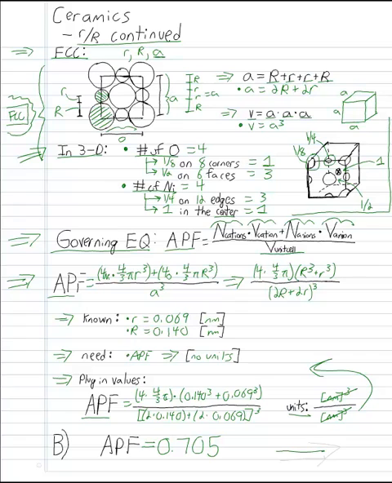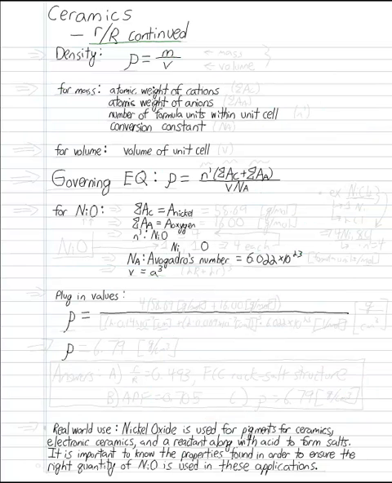We'll now continue on to the next page. Little r to big R continued. The final part of the example problem wants us to find the density of nickel oxide, so we'll take a look at the general density equation. For this equation, density is equal to mass divided by volume. Now this is just the general equation. What we're going to want to do is break down these quantities for ceramic so we can see what we know.